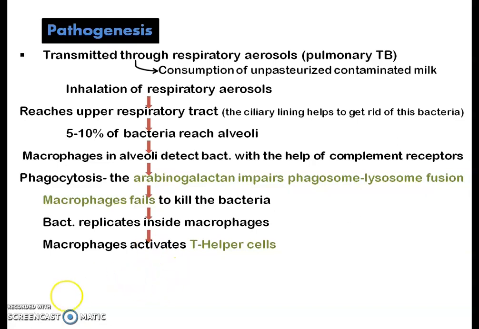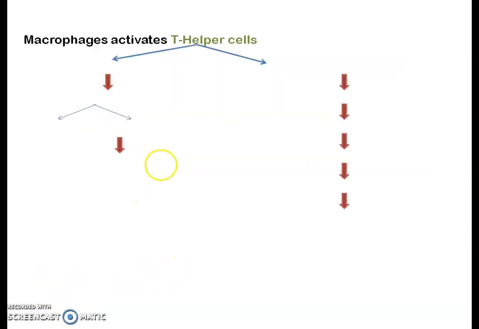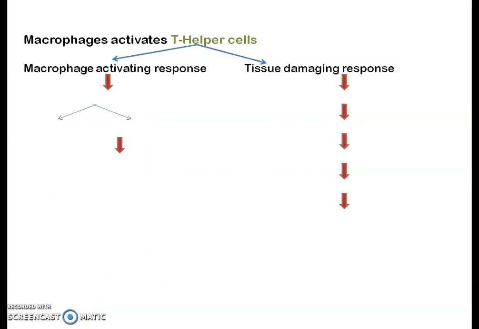Macrophages activate T helper cells. T helper cells are of two types, Th1 and Th2. Mainly Th1 is explained here, and Th1 gives two types of response: macrophage activating response and tissue damaging response. In normal cases, the macrophage activating response will be higher and the tissue damaging response should be lower. That is the normal case.